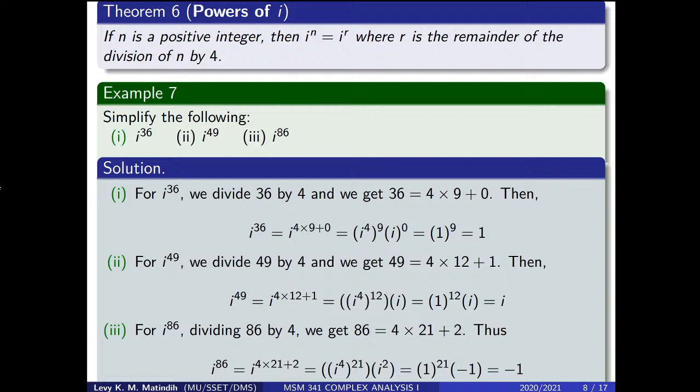So in short, i to the power 36 is equal to i to the power 0, and any number to the power 0 is equal to 1. Here, 39 divided by 4 gives us 12 remainder 1. So in short, i to the power 49 is the same as i to the power 1, and i to the power 1 gives us i. In the same scenario with 86. So this is about the powers of complex numbers.